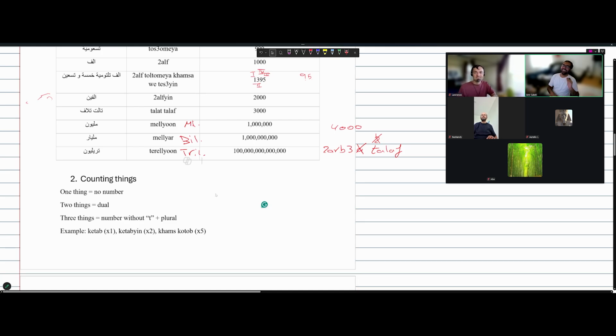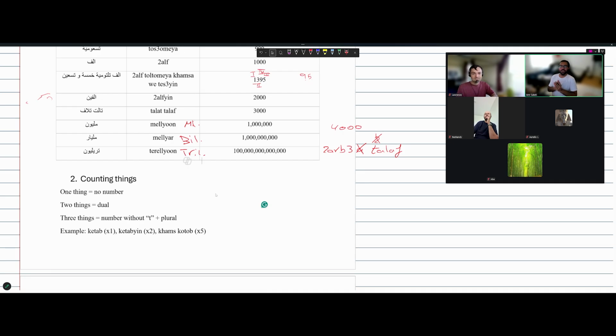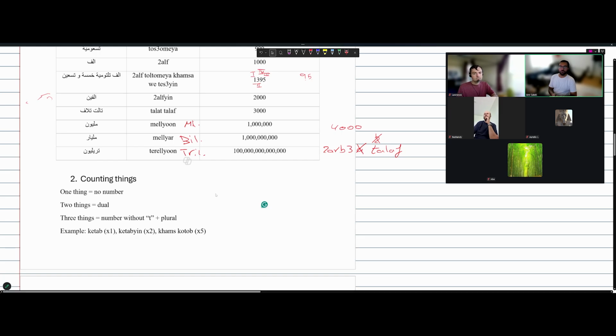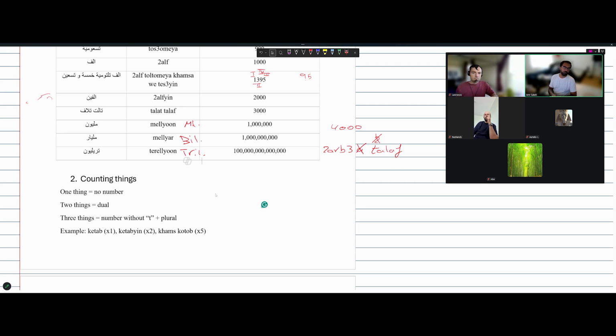Okay, so the way you count things is quite simple, actually. If it's one thing, you don't use any numbers, just say the word. If it's 2 things, you use the dual form. If it's 3 things, you drop the feminine T from the number, and then use the plural of the word. So as an example, we have the word kitab, book. 2 books would be kitabin. If it's going to be 5 books, 5 kutub. So kutub is the plural of kitab.